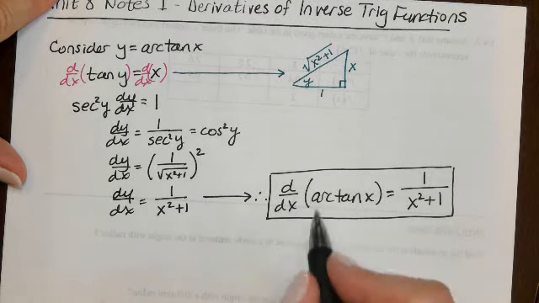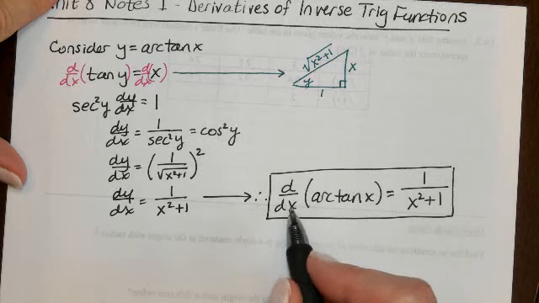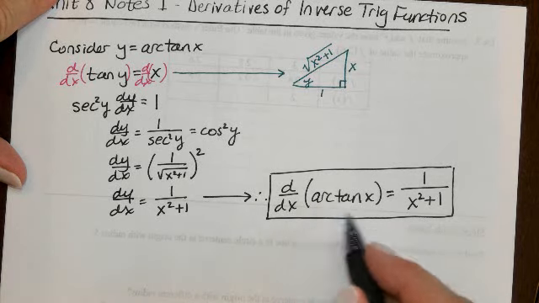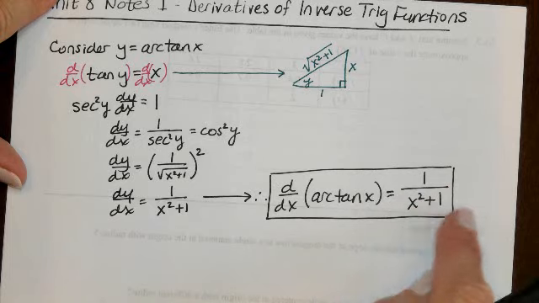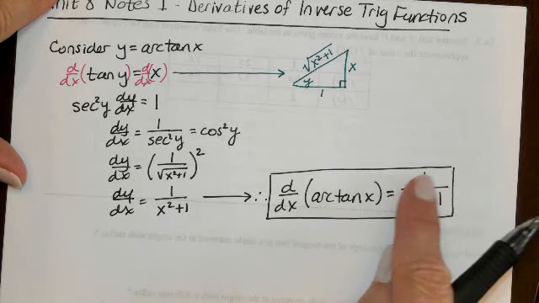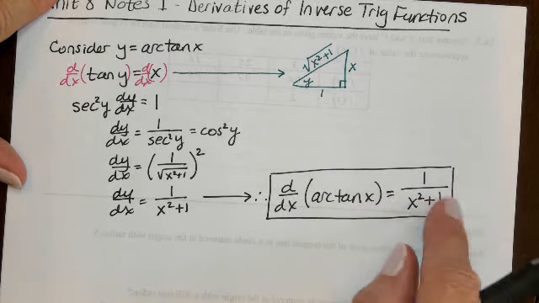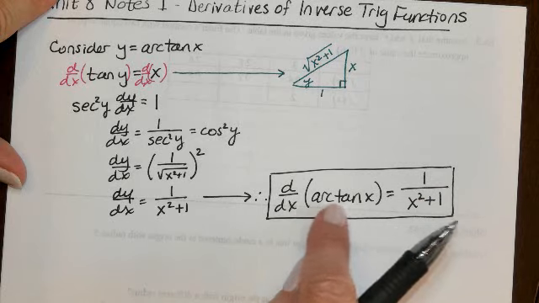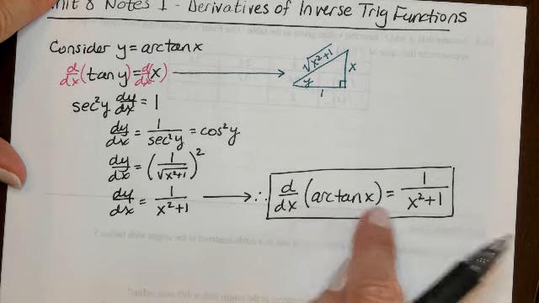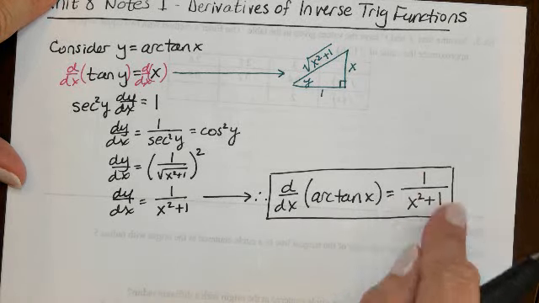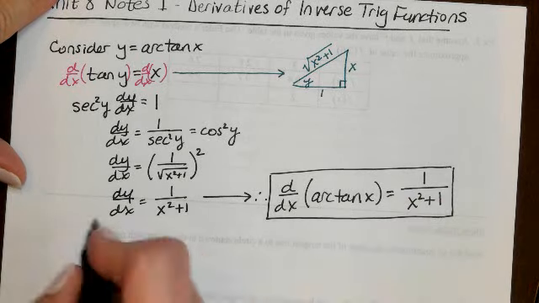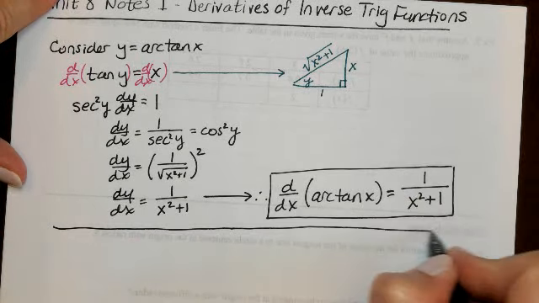All right, so this is an interesting situation because the derivative of this inverse trig function has no trig functions in it. It's just algebraic. Okay? So this is a transcendental function, and the derivative of this transcendental function is not transcendental at all, it's just algebraic. It's interesting.